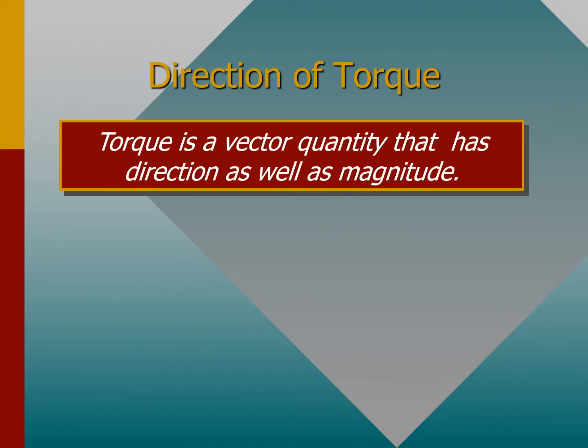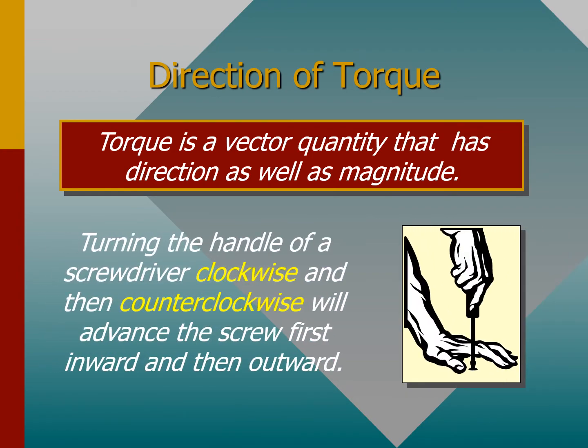Direction of torque. Torque is a vector quantity that has a direction as well as a magnitude. Turning the handle of a screwdriver clockwise or counterclockwise will advance the screw inward or outward. You've always heard the righty-tighty, lefty-loosey. There's a reason for that.